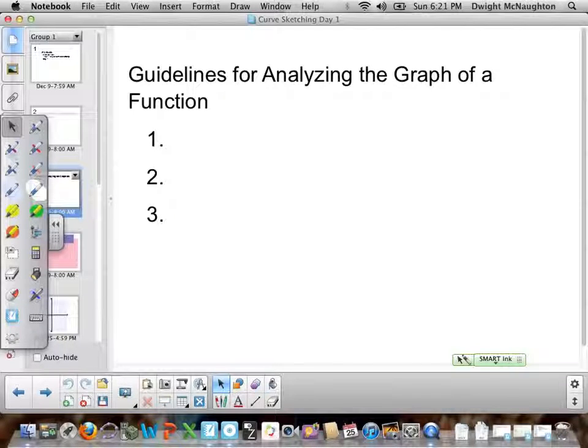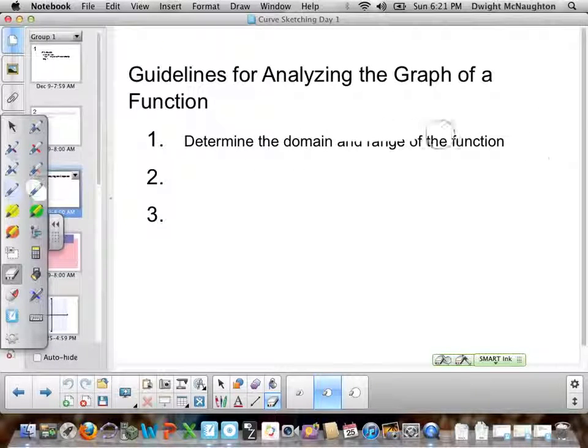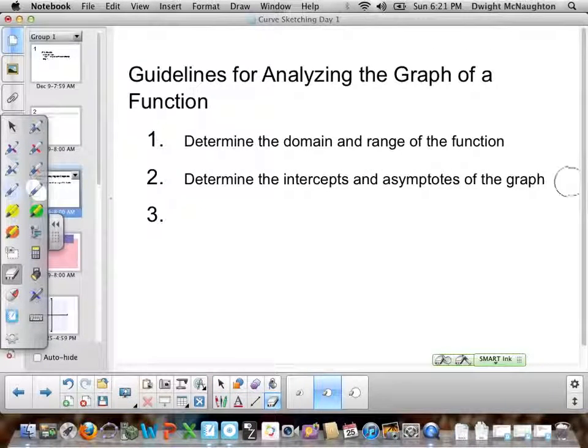doing the curve sketching. First thing you want to do is determine the domain and range. What makes the bottom 0 be your domain? If it's a radical, you can't have 0, anything less than 0 under the radical. So you're going to determine your domain and range. Next, take a look at intercepts and asymptotes. For asymptotes, you're looking at infinite limits or limits at infinity.